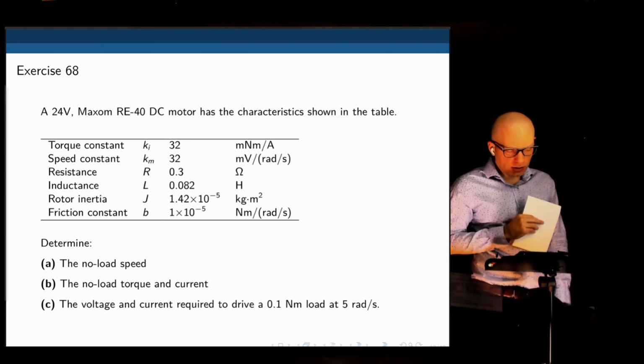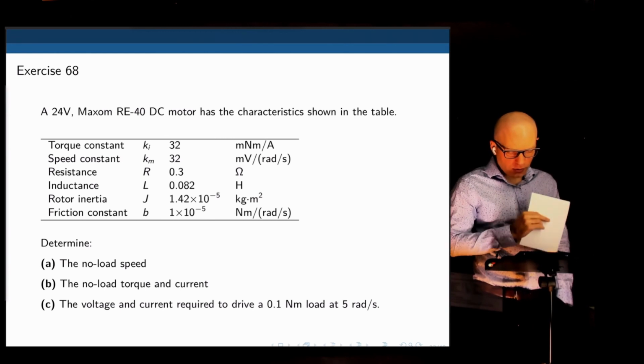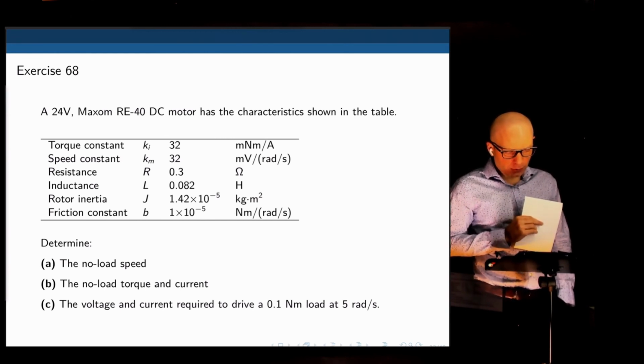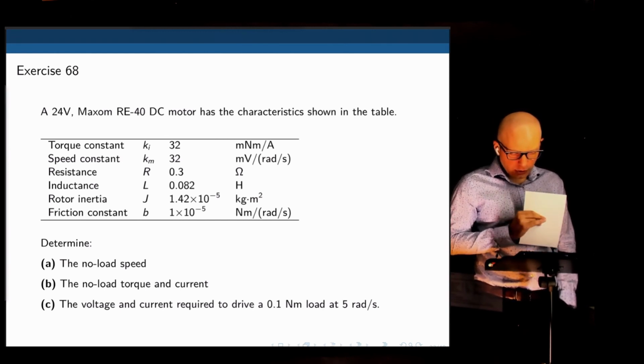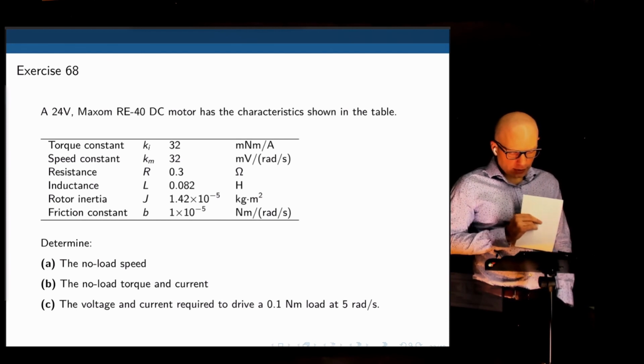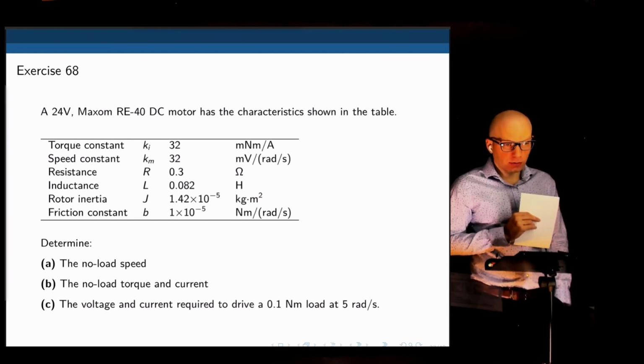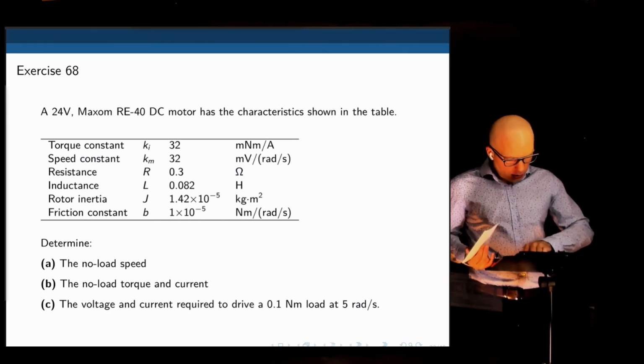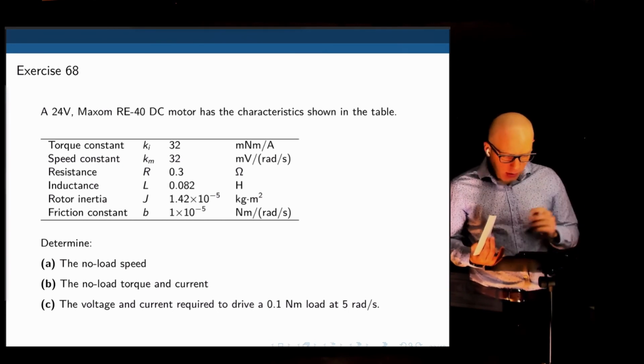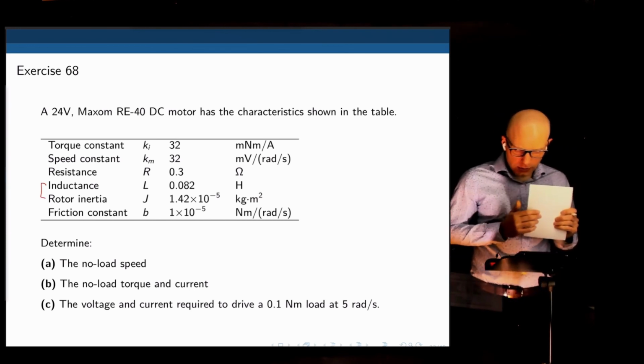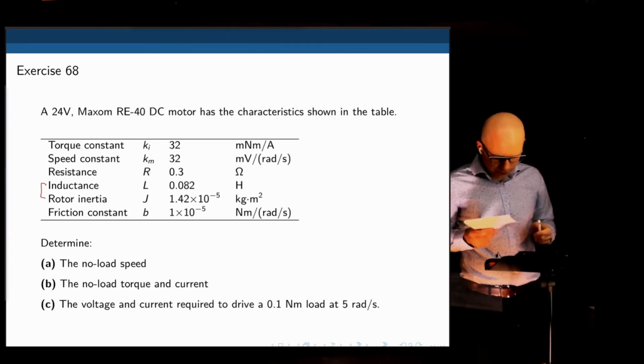Torque and speed constants. Resistance, look how small the resistance is, 0.3 ohms. Rotor inertia is on the order of 10 to the power of negative 5, and the rotor friction constant is also 10 to the power of negative 5. So it's pretty good. All these parameters are really small. Again, if you're looking at the speed, the frequency response, these two will matter the most.